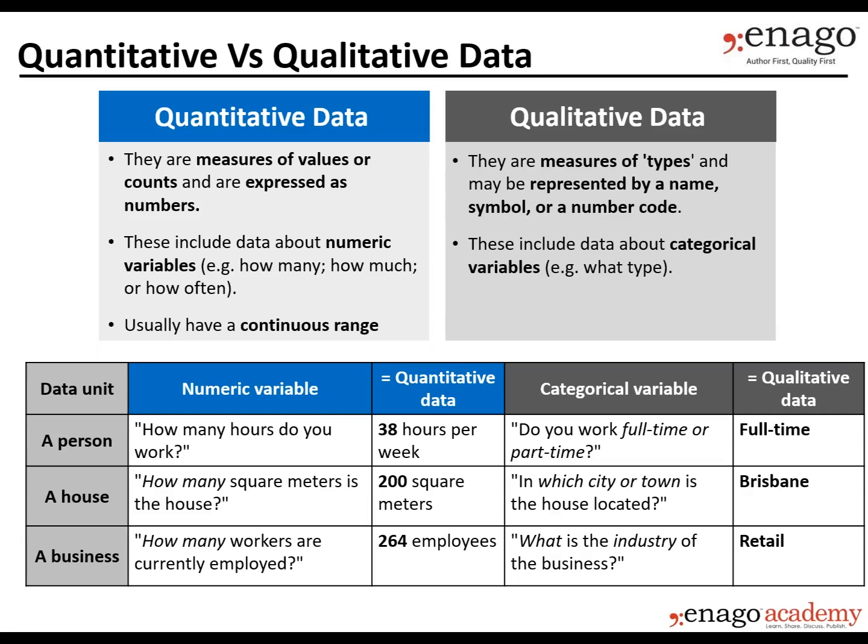So you might have data units and a numerical variable, quantitative, 38 hours per week, but the categorical variable, which is qualitative, would be full-time. So again, one of them is measurable, it's in an absolute way, whereas the other one, if you like, has been assessed and categorized. And you see there are the various examples around the number of employees versus the name of the industry that they work in. And that's sort of quantitative versus qualitative.